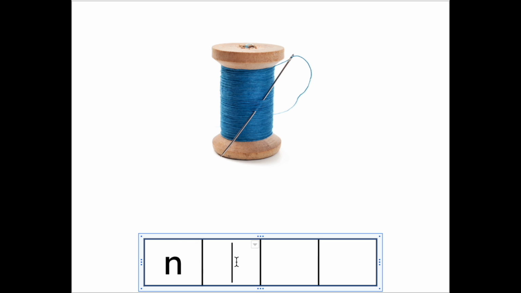Second sound, E, long E, 2 E's. Third sound, D. We spell D with a D. And then L. L does make the L sound, but at the end of words, sometimes we need the E after it. So L-E, needle. Good. Needle is an example of a final stable syllable, a consonant plus L-E. So the D and the L-E would be 1 syllable in this word.